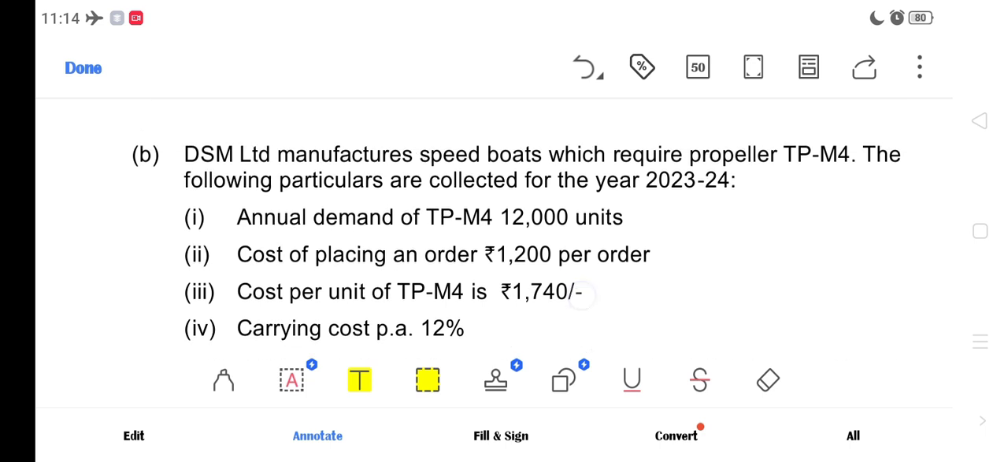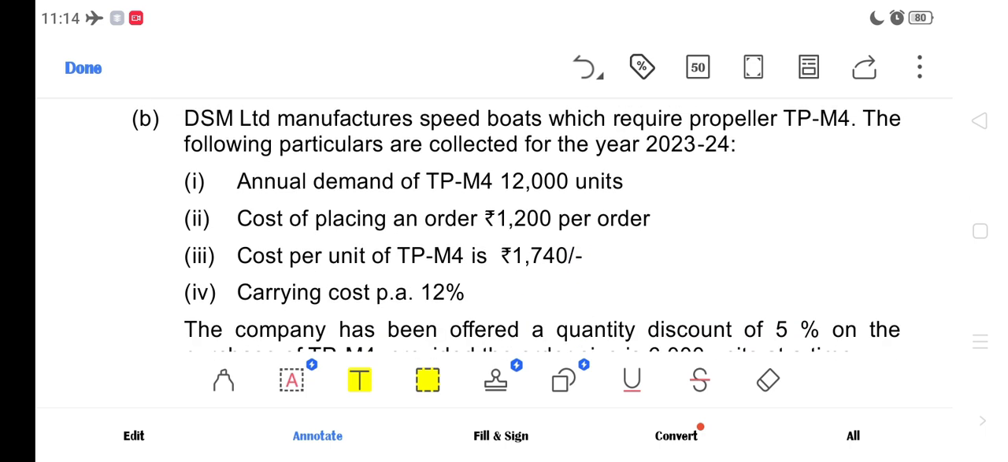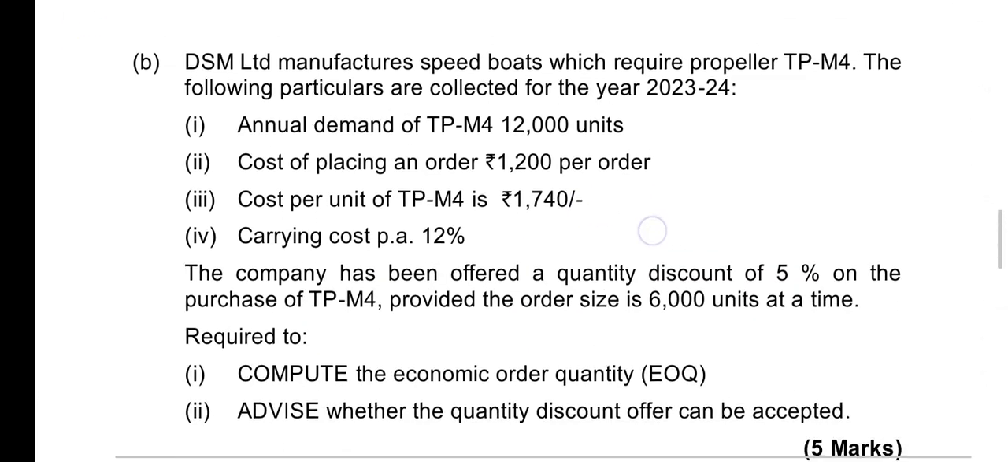Now let's see the B part of question number 1, which says, DSM Limited manufactures speed boats which require propeller TPM4. The following particulars are collected for the year. So there is some material required in speed boats. There is equipment or whatever that requires something, that material they want.